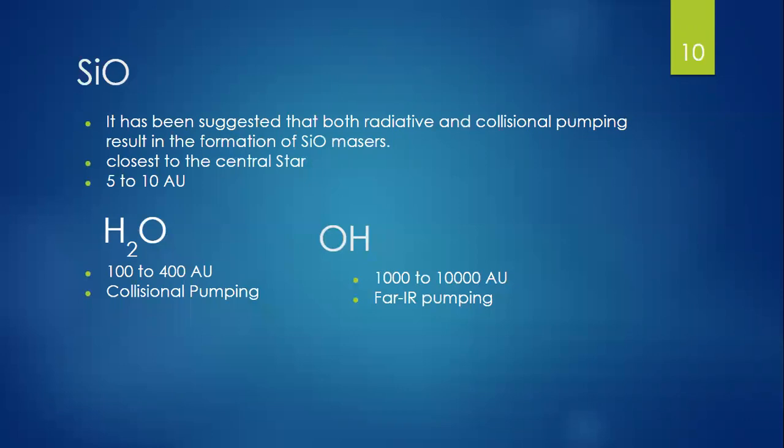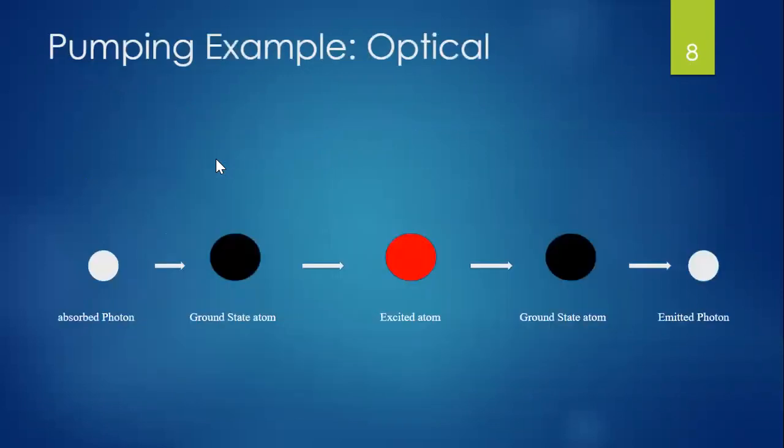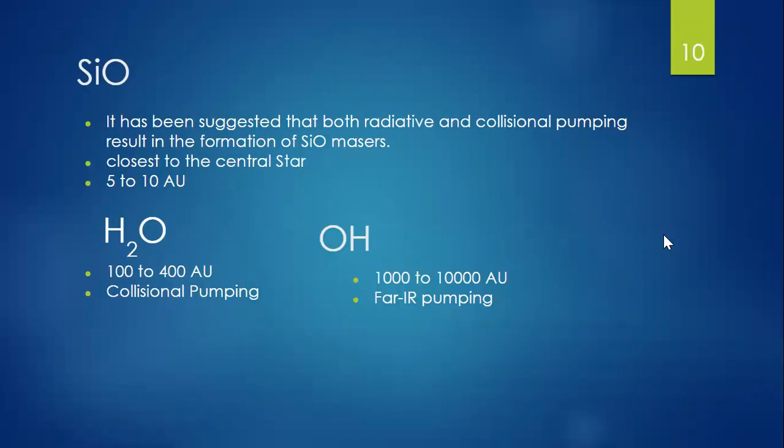Now, looking at the three different maser emissions, for SiO, it's been suggested that both radiative and collisional pumping result in these masers. What that means is radiative is through light, whether it's optical, a photon. Collisional pumping is very similar to the idea of the optical, but instead of a photon, it's a particle that comes in and excites the atom. It's the actual physical collisions. You could think of two cars crashing. It's the physical collision that excites that atom. So for a group of atoms, it's the physical collisions of dust particles within the environment that excite the molecules.